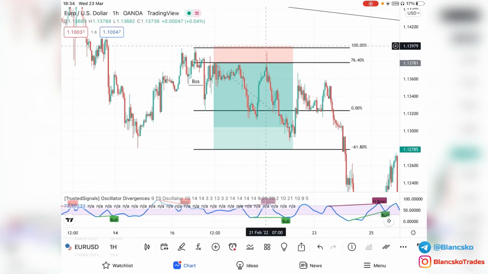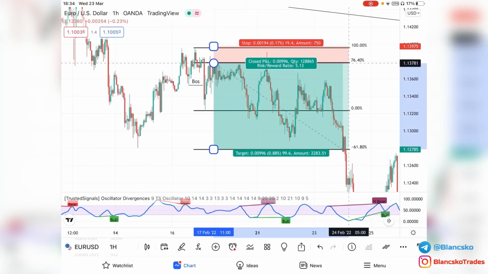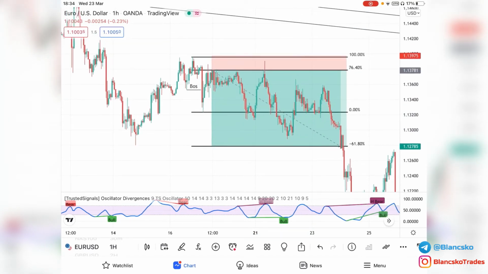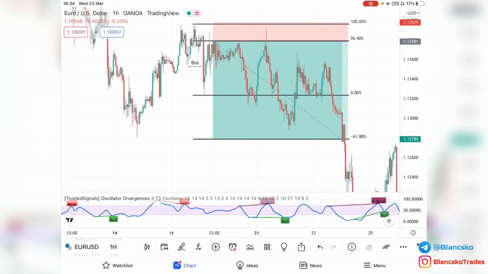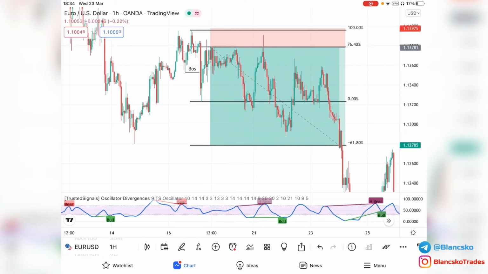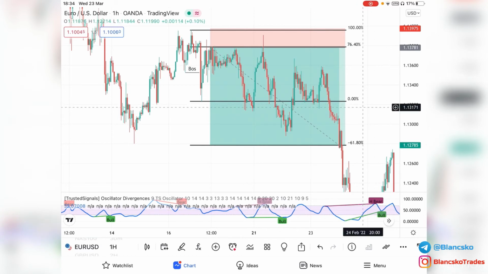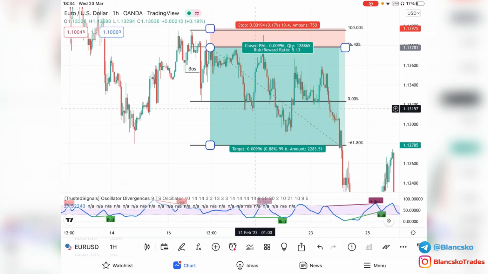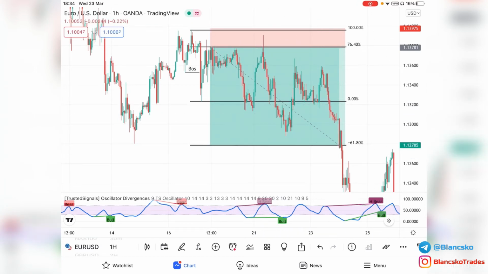So basically you would have risked 1% to make 5%, or whatever you want to risk. I suggest to not risk more than 3% on your personal account. So as you can see, trading with the trend, this would have been a winning trade. Okay, this would have been a winning trade. You would have made 5R.